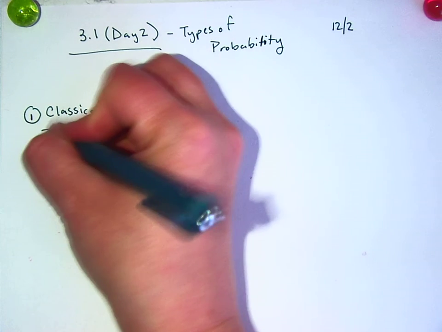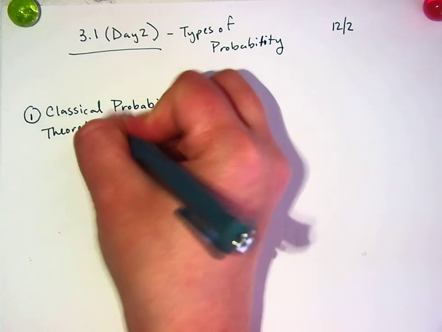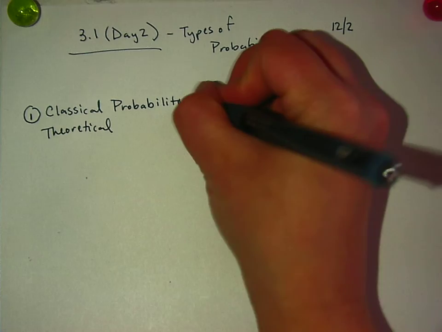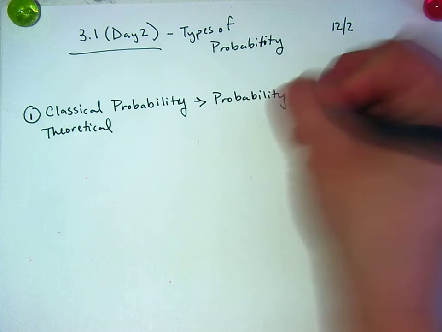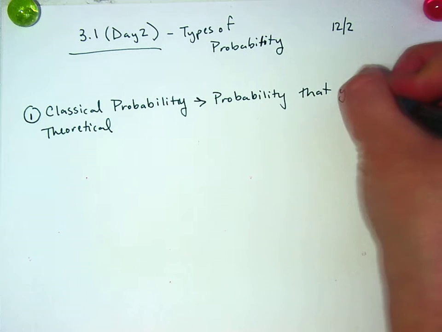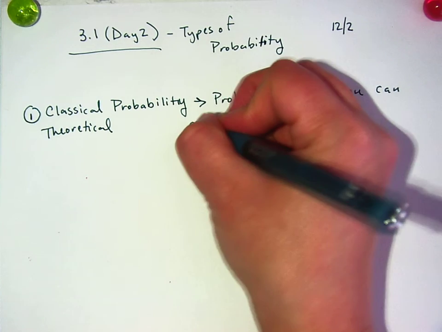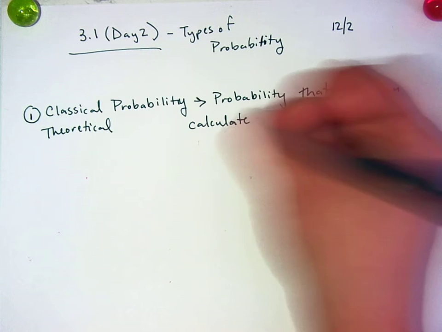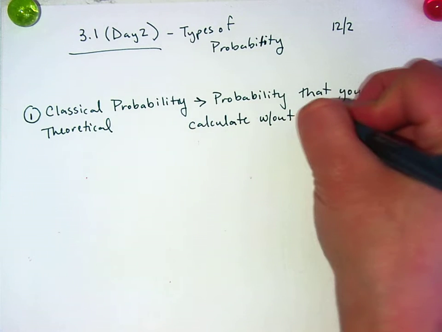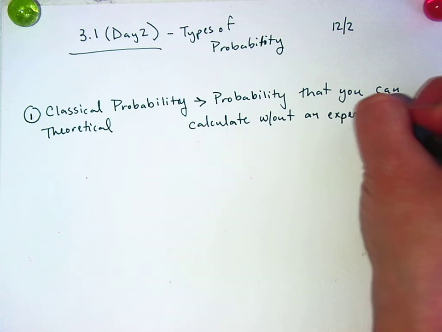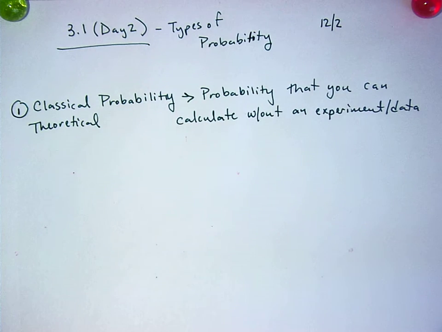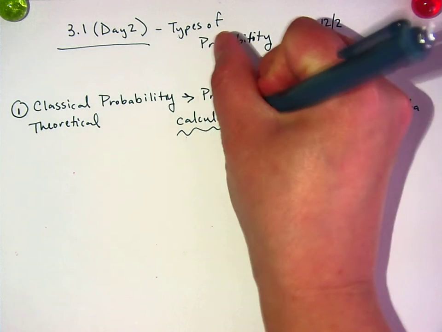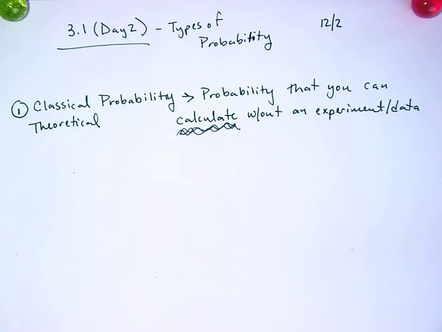Sometimes this is called theoretical. This is a probability that you can calculate without an experiment or data. Calculate's an important word there because there is math involved, but there is not necessarily you doing any kind of study or asking people about anything.